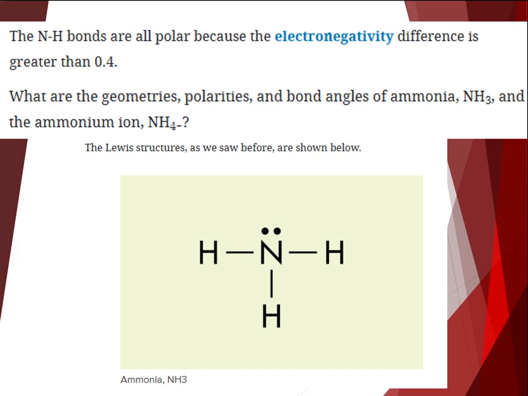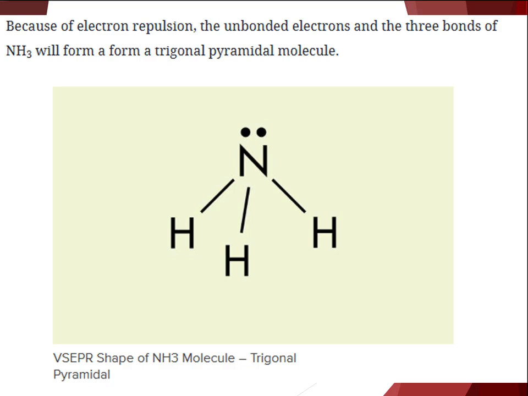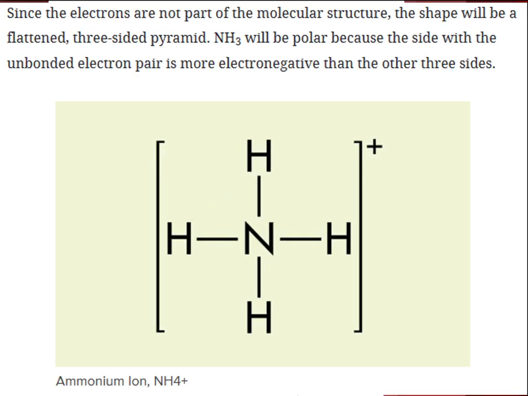The nitrogen to hydrogen bonds are all polar because the electronegativity difference is greater than 0.4. Because of electron repulsion, the unbonded electrons and the three bonds of NH3 will form a trigonal pyramidal molecule. Now, since the electrons are not part of the molecular structure, the shape will be a flattened three-sided pyramid. NH3 will be polar because the side with the unbonded electron pair is more electronegative than the other three sides.